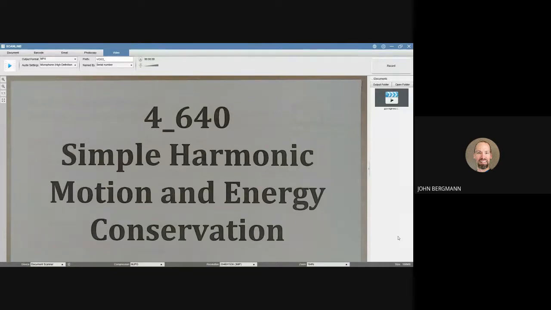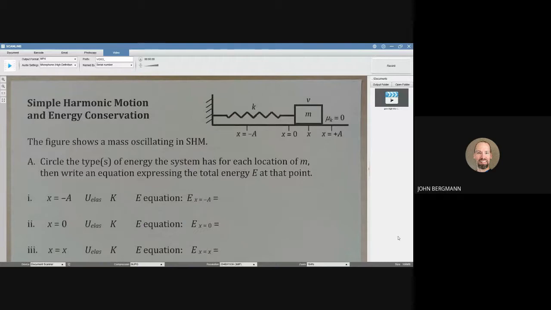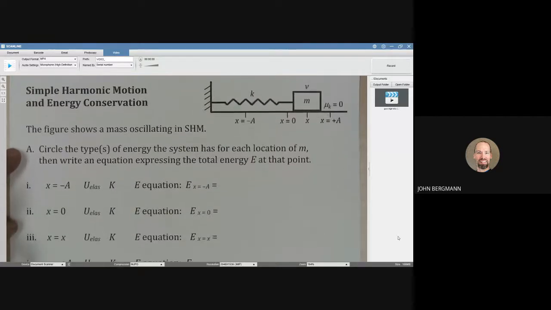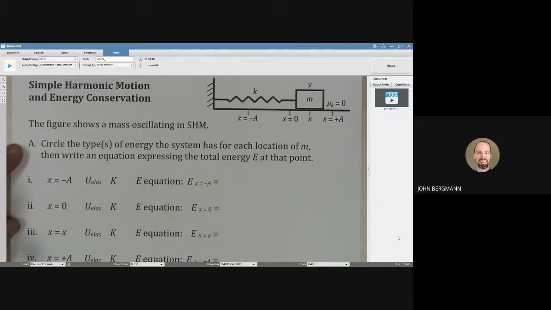Simple harmonic motion and energy conservation. The figure shows a mass oscillating in simple harmonic motion. Circle the type or types of energy the system has for each location of M. Then write an equation expressing the total energy at that point.